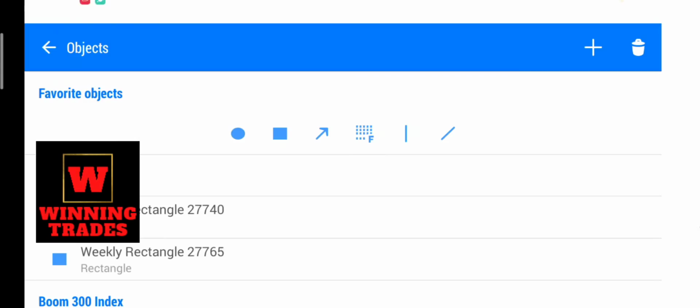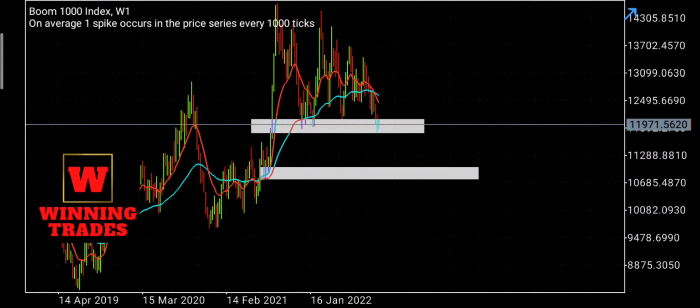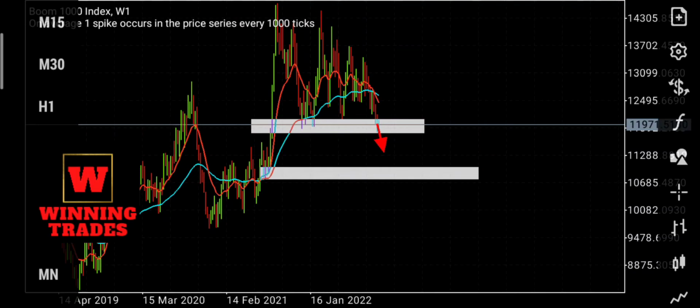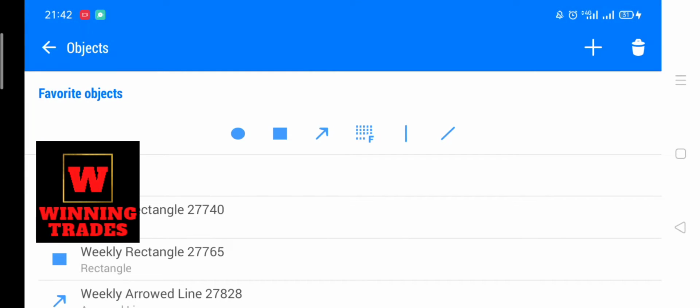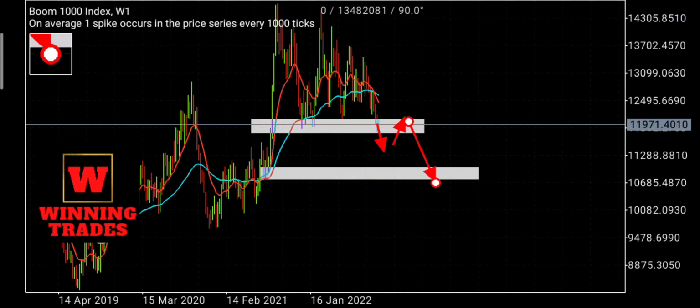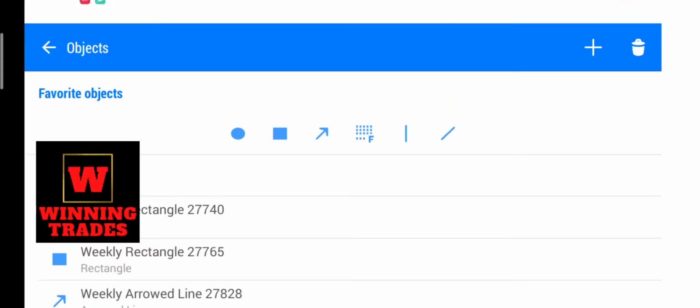So it's either we see a break and a retest and then a sell continuation to this level here, or we see price.